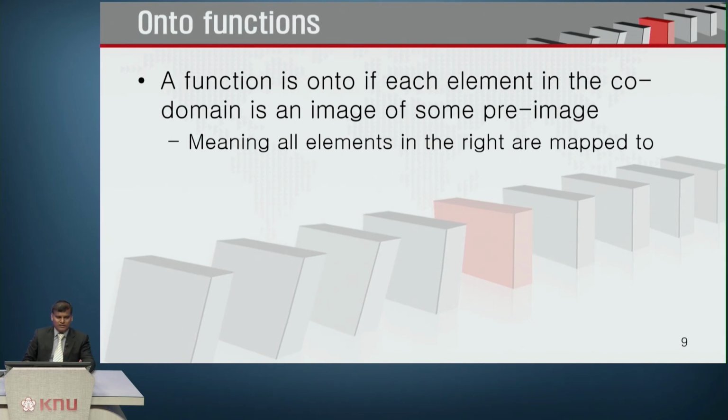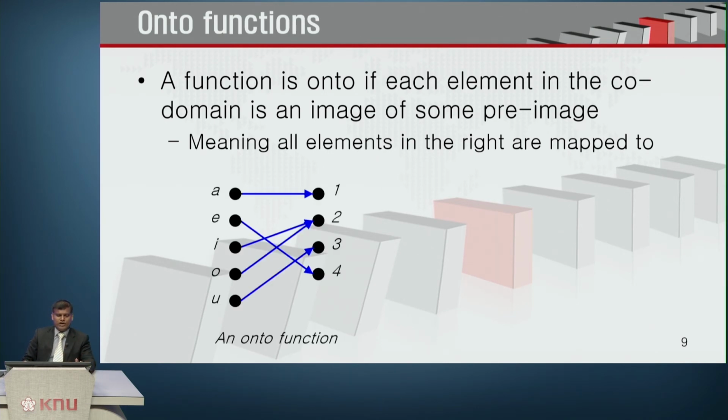A function is onto. This is another type of function. A function is onto if each element in the codomain is an image of some preimage, meaning all elements on the right are mapped. For example, here A, E, I, O, U, and on the right you have 1, 2, 3, 4. As you can see, all of the codomain has been mapped to some preimage in A, E, I, O, U. If you recall image and preimage, you would get that point.